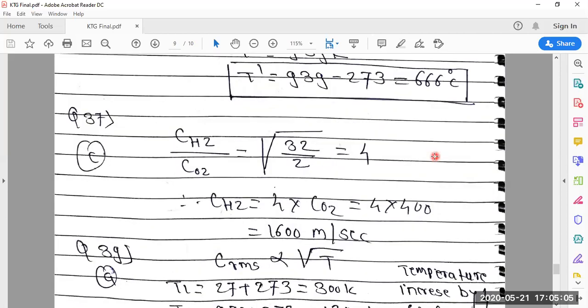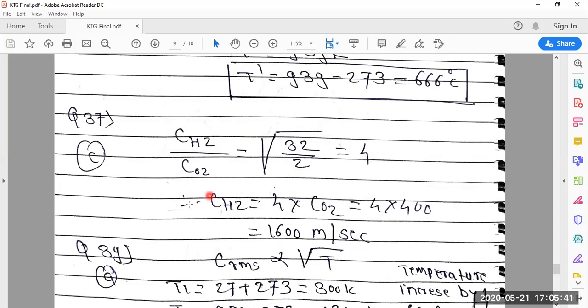Next one, question number 37. At a certain temperature, the RMS velocity for oxygen is 400 meters per second. At the same temperature, the RMS velocity for the hydrogen molecule will be? So the temperature remains the same, but the gas changes. In the first case oxygen, in the second case hydrogen. Just compare the equation of RMS velocity, only there is a change in molecular weight, 32 upon 2, so we get the square root of it, which is equal to 4.